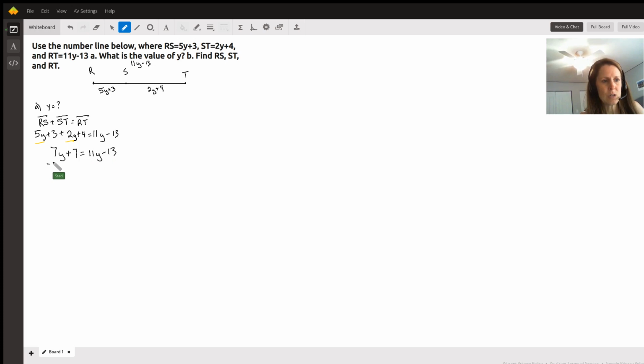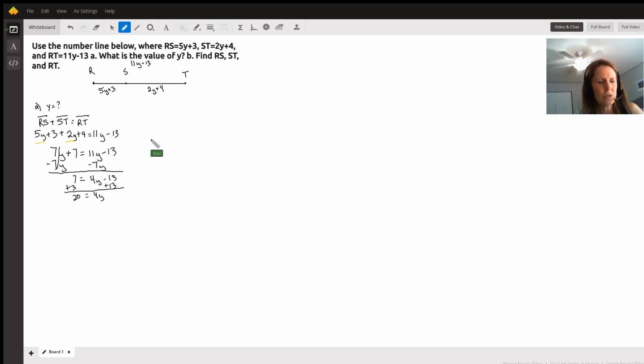So now we need to continue solving. We will subtract 7y from both sides. When we do that, 7y minus 7y is 0, so we're left with 7 on the left. And then 11y minus 7y is 4y minus 13. Now we'll add 13 to both sides. When we do that, we're left with 4y equals 20.